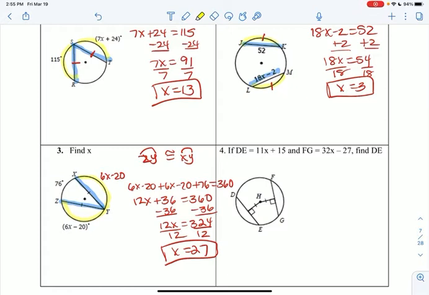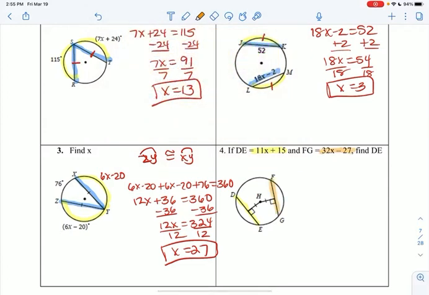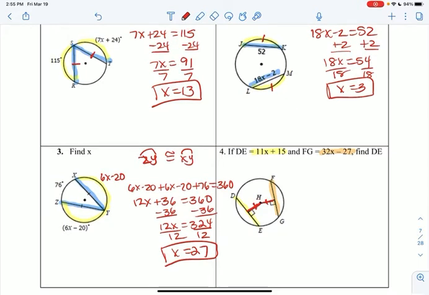Now in this next one, DE, which is this chord right here, and FG, which is this chord right here, they tell me what they are equal, and then it says find DE. Well, what's true about them? What's true is that they are the same distance from the center of the circle. If they are the same distance from the center of the circle, then DE is going to be equal to FG. So all I'm going to do is take DE and set it equal to FG and solve.